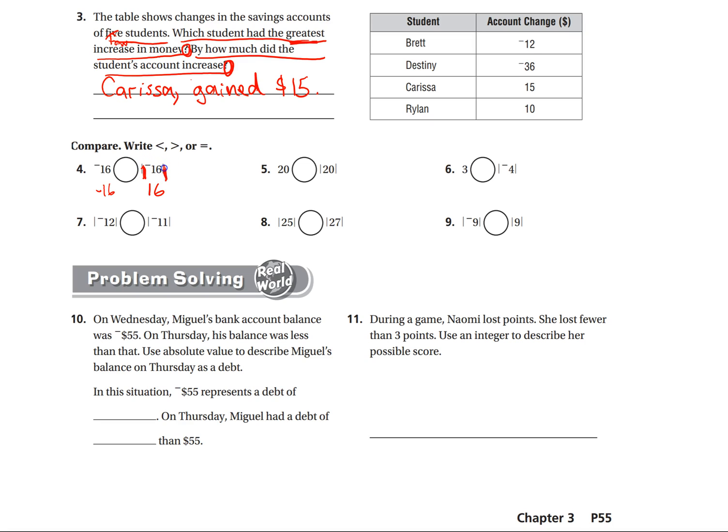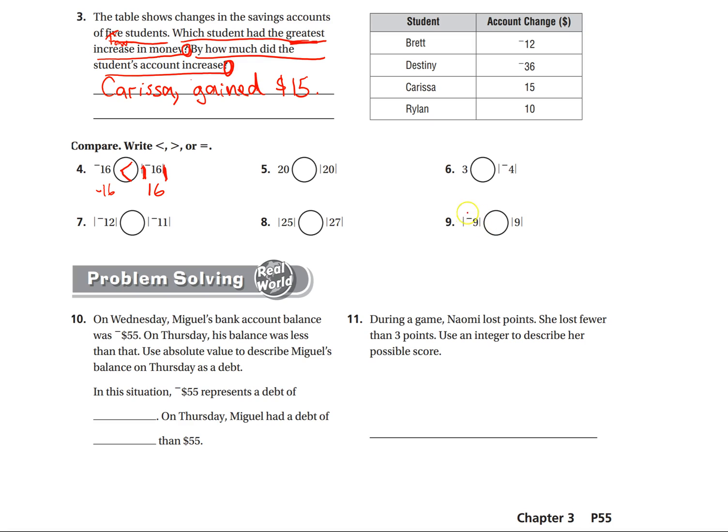But when you use the absolute value sign, that's saying, hey, I don't care if it's to the left or the right. I just want to know how many units away from 0 it is. So that would be 16 units away from 0, which would make negative 16 less than positive 16. Okay, let's jump to another example. I'm going to do number 9 down here.